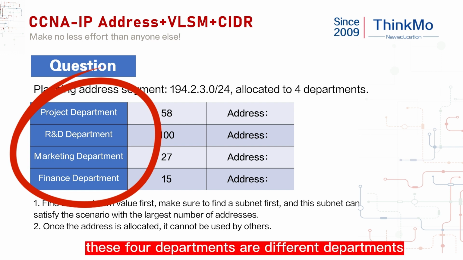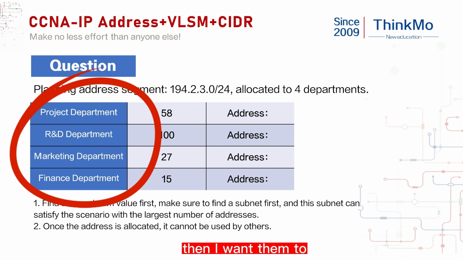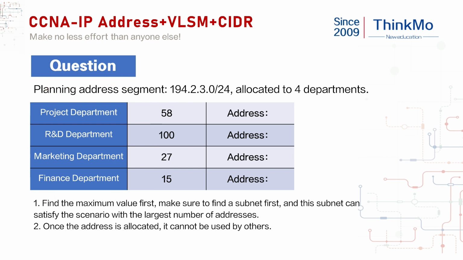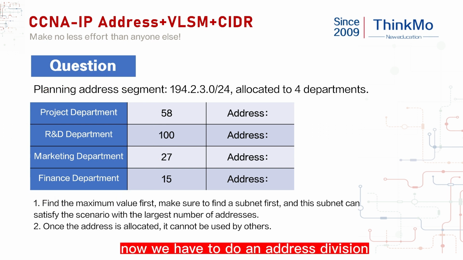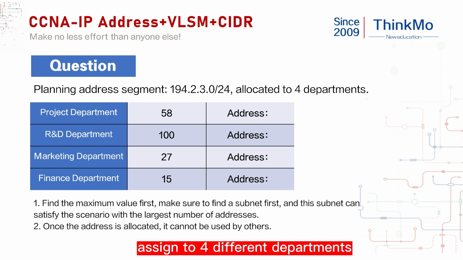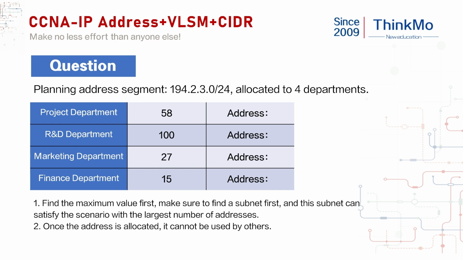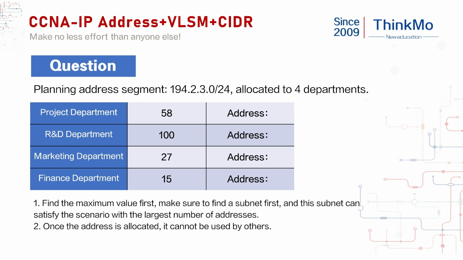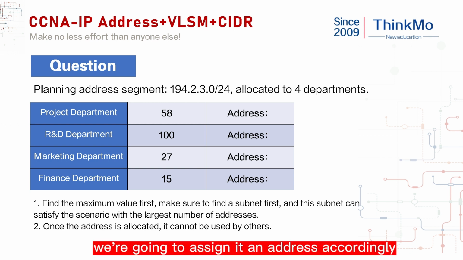Now it's time to assign it to 4 departments. These 4 departments are different departments, and I want them to belong to different address segments. Now we have to do an address division and assign it to 4 different departments. The first is the project department. Suppose there are 58 people in the project department, so for these 58 people, we're going to assign an address accordingly.